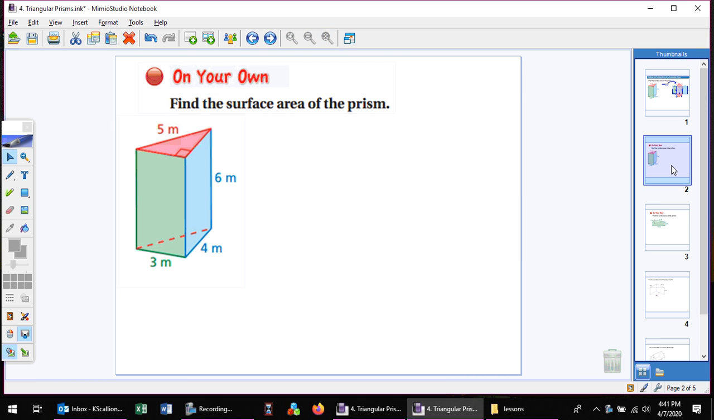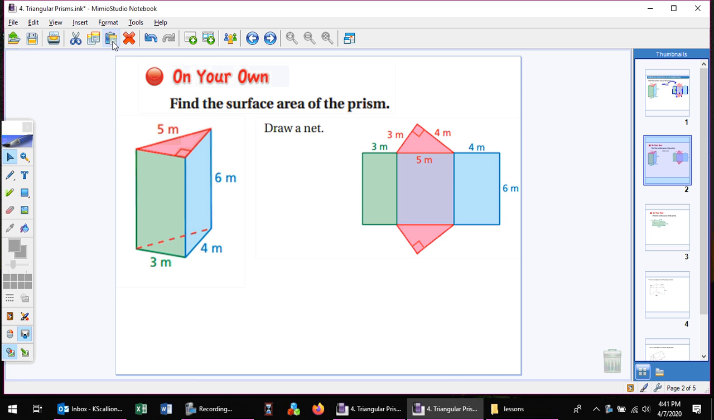Okay, so here's the next page. It's to define the surface area. I think that doing it off the net is going to be easier for you to understand than doing it on this piece right here. So what we're going to do is find the area of each piece: the rectangle that's green, the rectangle that's purple in the middle, the rectangle that's blue, and the two triangles that are red.